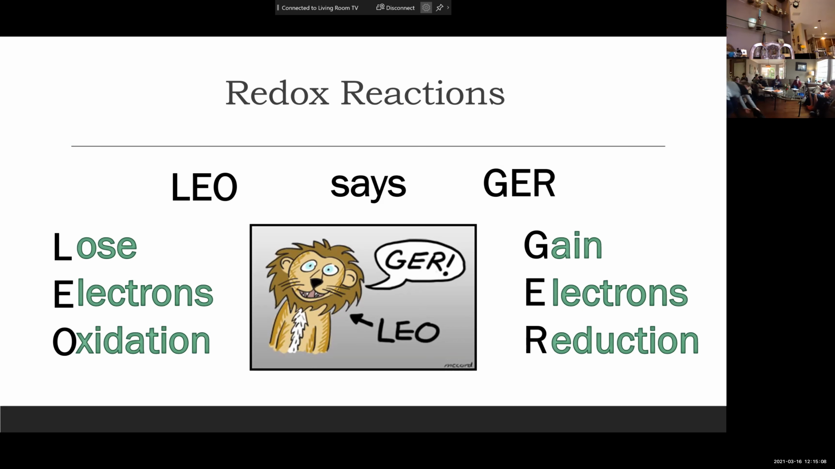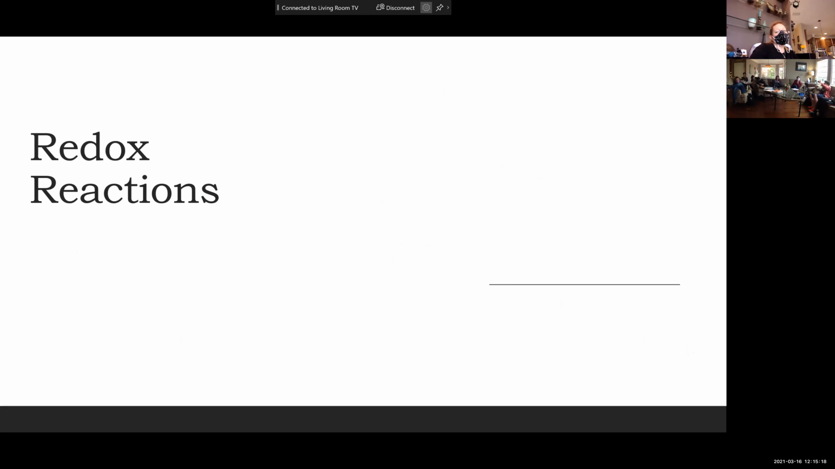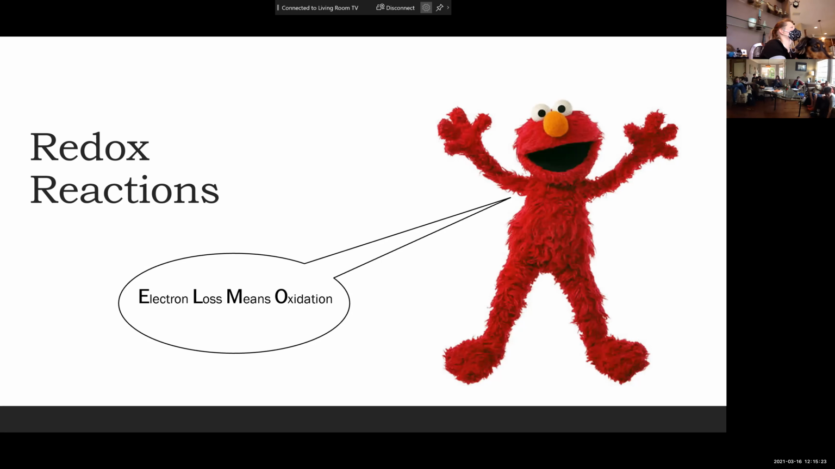So yes, loss of electrons is oxidation, and gain of electrons is reduction. And then there's this one, which is totally weird. I just found it last week when I was looking. I've never seen this one before, but "electron loss means oxidation" is ELMO. And honestly, if you didn't read that phrase in his voice, there's something wrong with you.